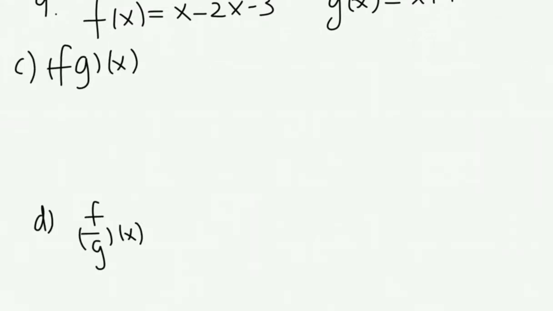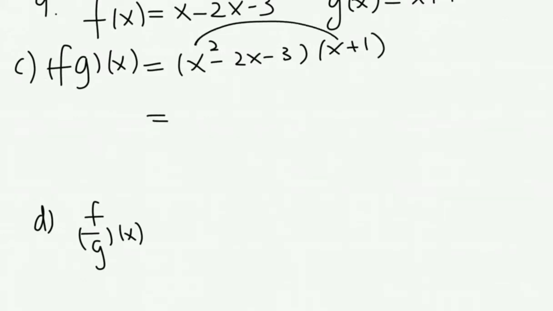Number 9, C, you're going to multiply the two functions, f times g. So this is the regular polynomial multiplication that we discussed back in chapter 5. So all you have to do is follow the arrows. The best way to do this type of question is just to follow your arrows. Make sure every term in the first parenthesis gets distributed to the second parenthesis.